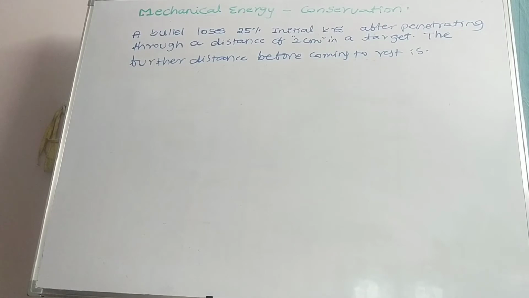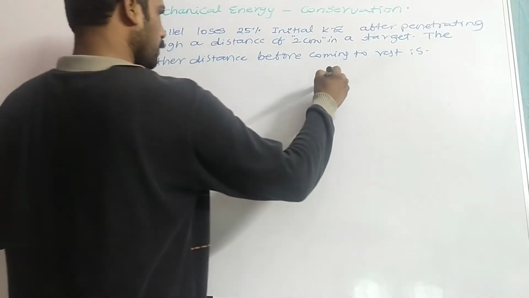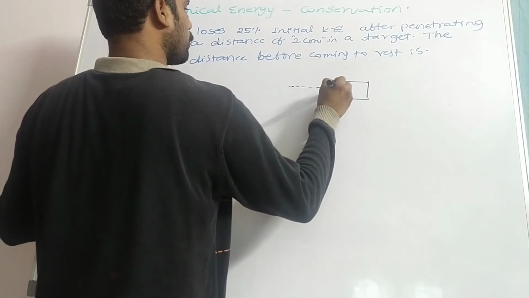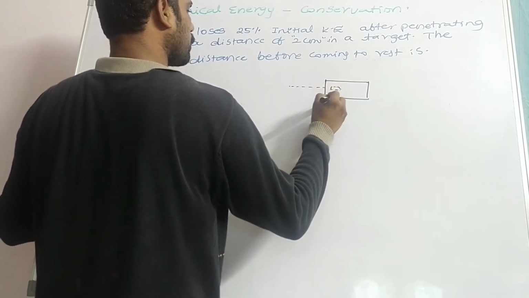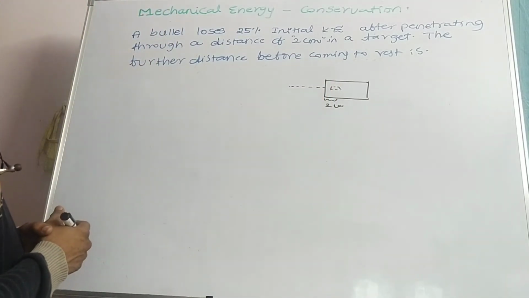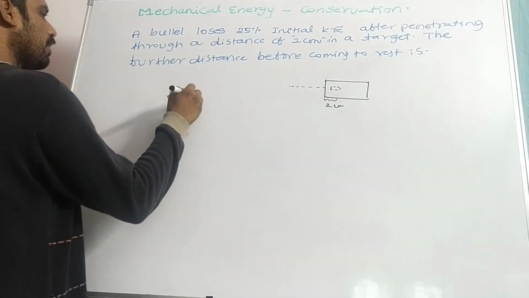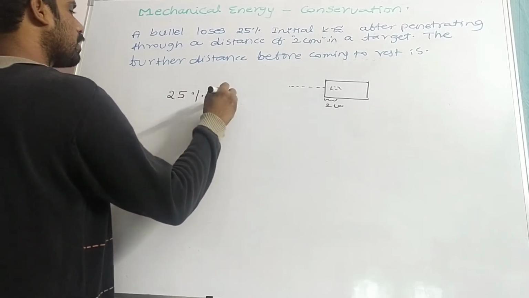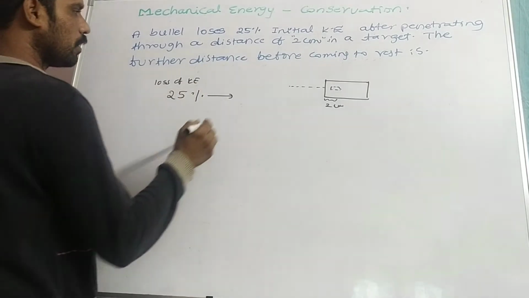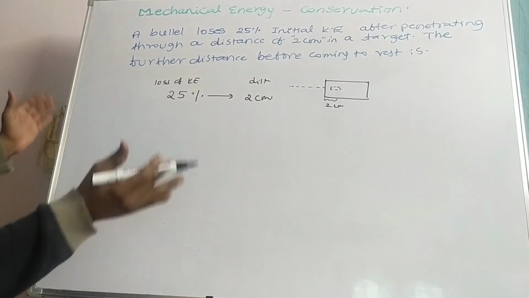Now, a bullet loses 25% of its initial kinetic energy after penetrating through a distance of 2 cm in a target. Here is a target. A bullet is traveling and penetrates through it, and covers a distance of 2 cm. What is the further distance before coming to rest? The loss of kinetic energy is 25% for a distance travelled of 2 cm.